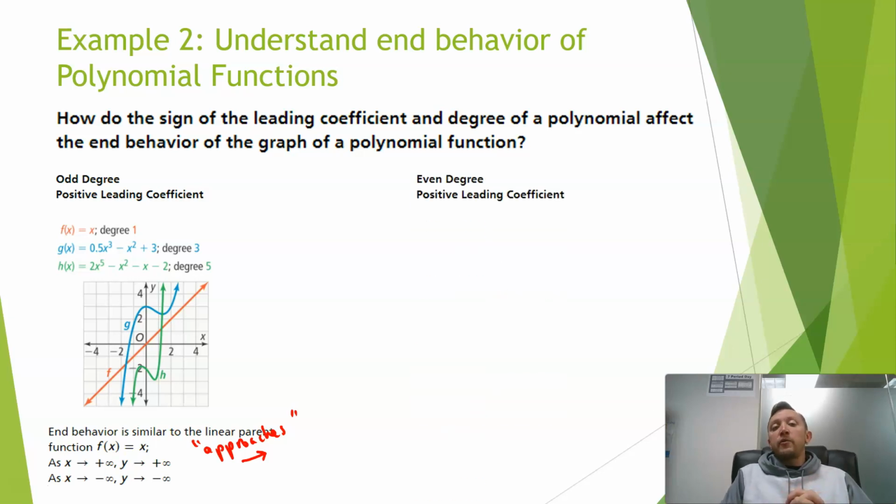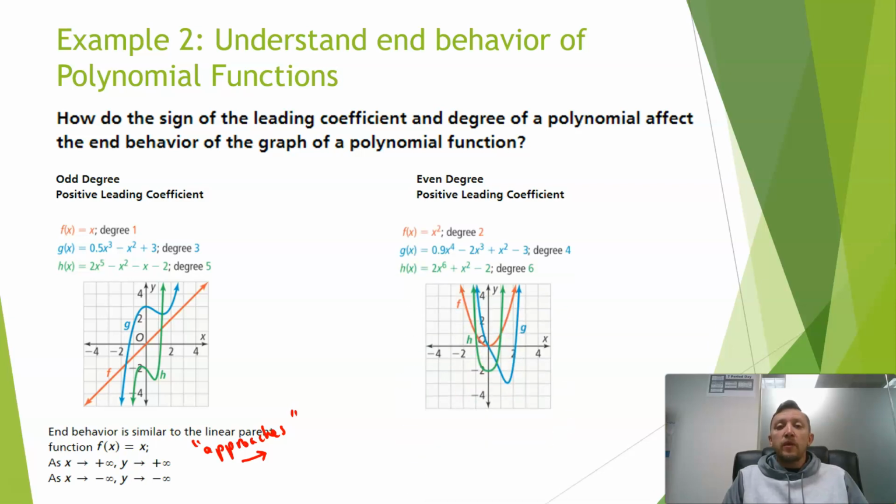Well, what if we're dealing with even degrees? So all of those are dealing with odd degrees. Now let's look at what happens when we deal with an even degree. So even degrees would be where we have a degree of 2, 4, 6, 8, and so on. And again, we're only dealing with positive leading coefficients. So here we have an x squared, so the degree is 2. And if you notice that, again, the right side of the graph is going up, but this time the left side of the graph is also going up.